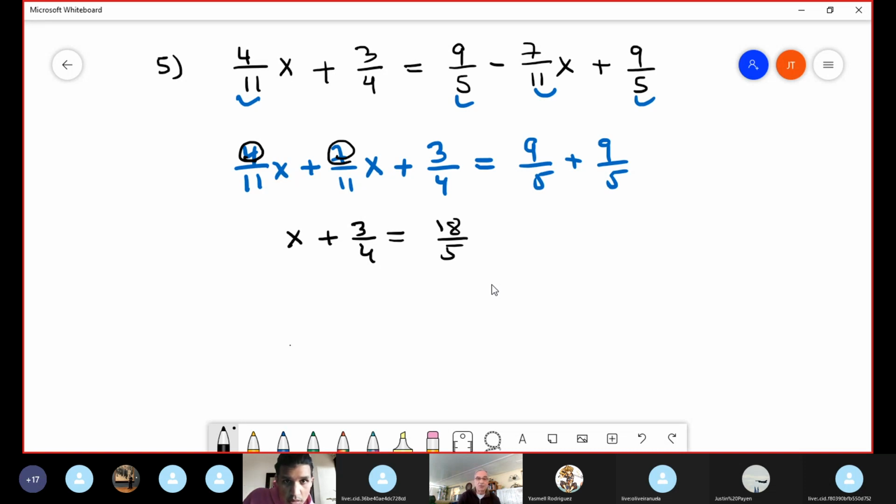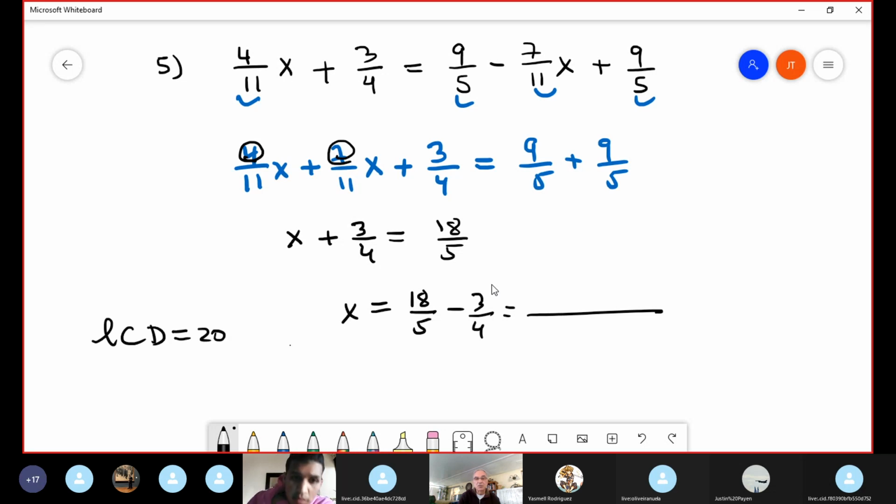Now, I solve for x. x is 18 over 5 minus 3 over 4. So you have to condense this fraction using one least common denominator, which is 20 in this case, because 5 and 4 together is 20. Now the number in the denominator 20 divided by 5 is 4. And 4 times 18, I put in my calculator, guys. It's allowed to use a calculator in this subject. 18 times 4 is 72.